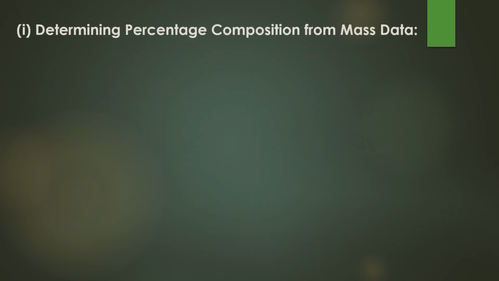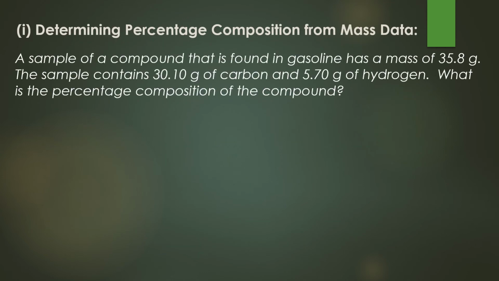So here is an example. A sample of a compound that is found in gasoline has a mass of 35.8 grams. The sample contains 30.10 grams of carbon and 5.70 grams of hydrogen. What is the percentage composition of the compound? So basically the question is saying, you have this compound, what percentage is carbon and what percentage is hydrogen? You just want to know the mass percent of every element that is present.